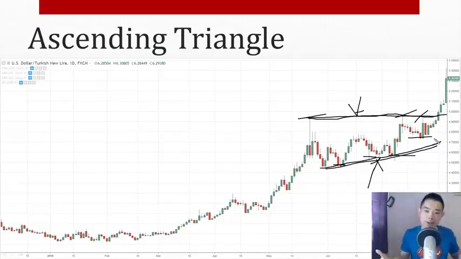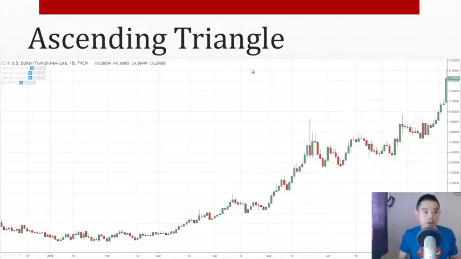This tells you that the buyers are willing to buy at these higher prices. So this is a sign of strength. Okay, we won't talk about the exact strategy on how to trade this yet, but I just want to share with you the concept, the idea behind the ascending triangle, and the meaning behind it. So this is the ascending triangle.